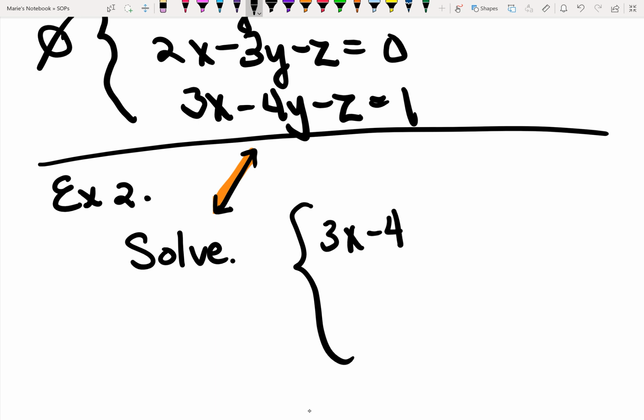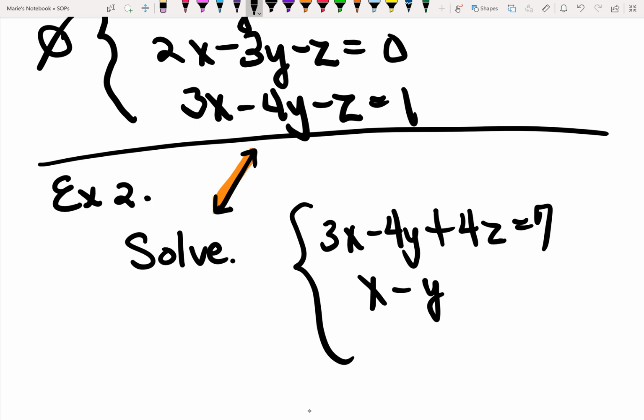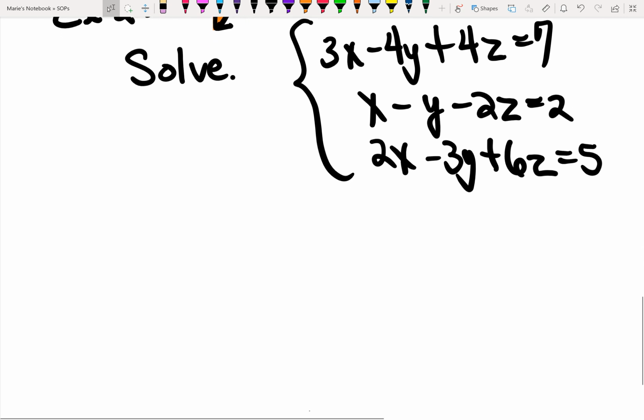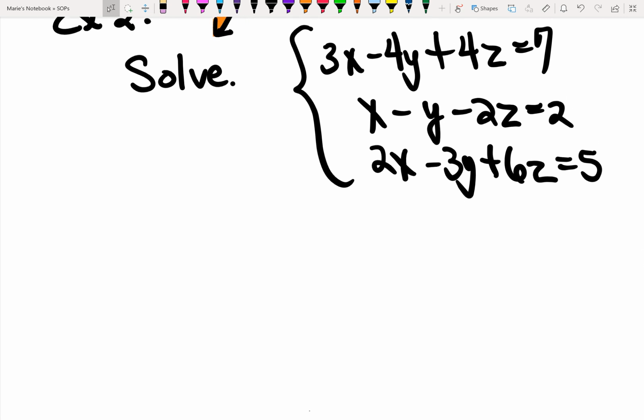3x minus 4y plus 4z equals 7. x minus y minus 2z equals 2, and 2x minus 3y plus 6z equals 5. And so I'll work the equation with you. It is the same process, in this case, infinitely many solutions.